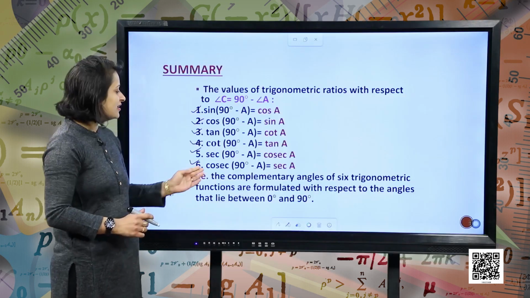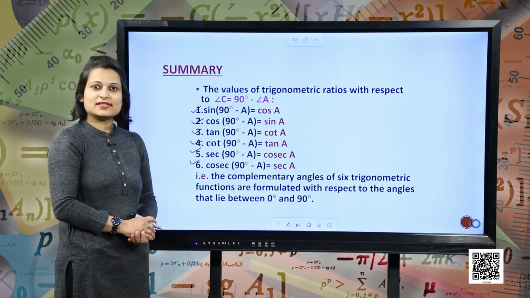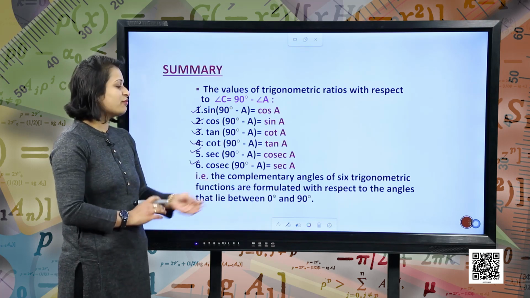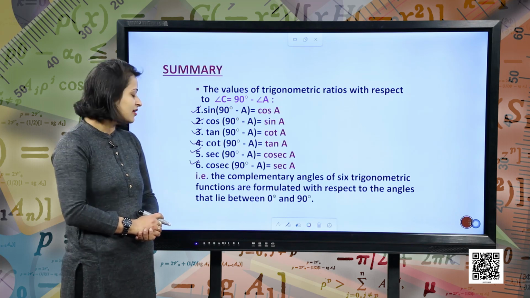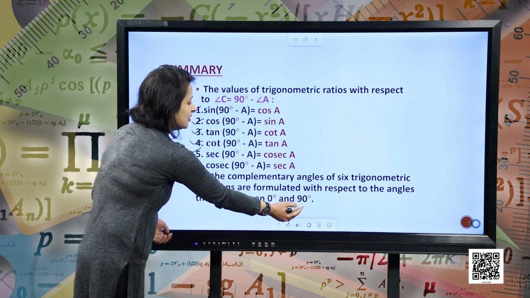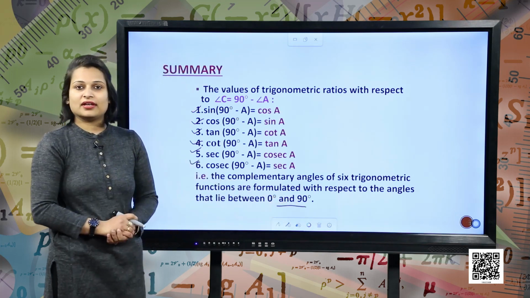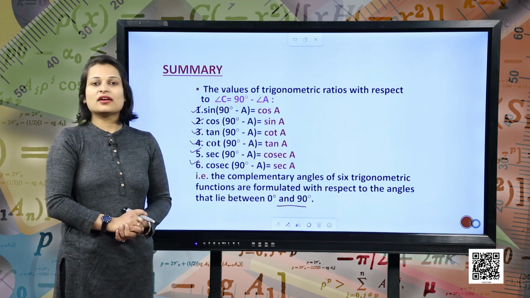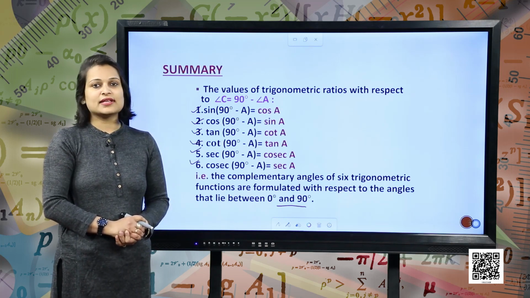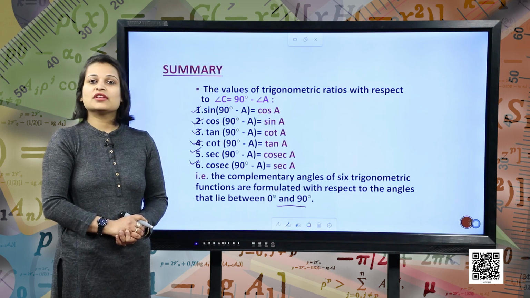So, that is the complementary angles of 6 trigonometric ratios are formulated with respect to the angles that lie between 0 degree and 90 degree. I hope you have understood the concept of finding the 6 trigonometric ratios with respect to the complementary angles very well.